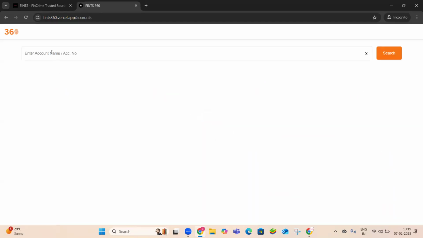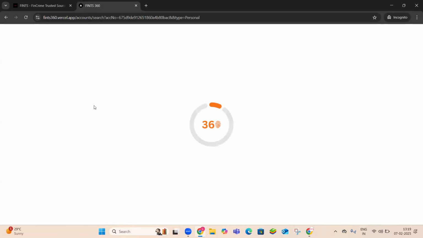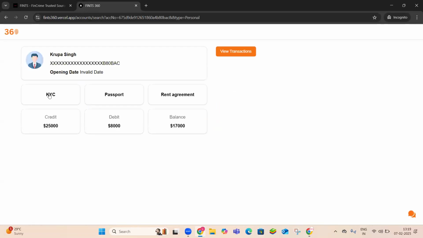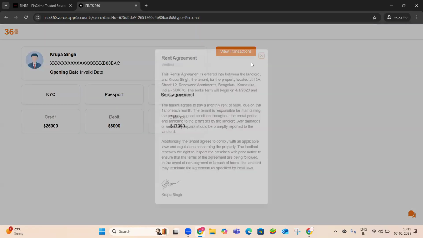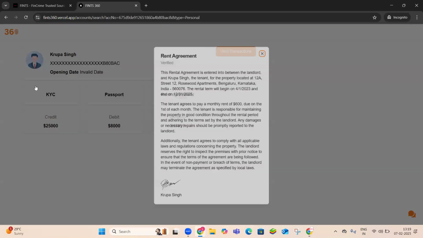So you can click on, okay, whatever trigger ID you have copied, you can just type it. You will see it looks exactly like the banking system that we have. So you will get all of Krupa Singh's information here. KYC you will get, passport copy you will get, or maybe a rental agreement. So you can try to understand the KYC also.